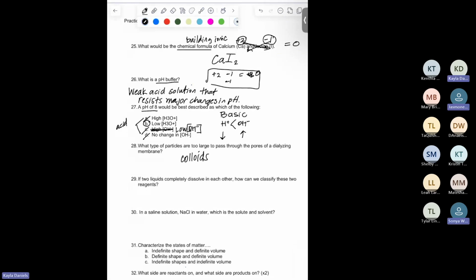Liquids completely dissolve in each other. Solve it... Soluble, is that what you're telling me? Okay, you just have your mic on. I thought it was solve. Okay, so if two liquids completely dissolve in each other, how can we classify them?